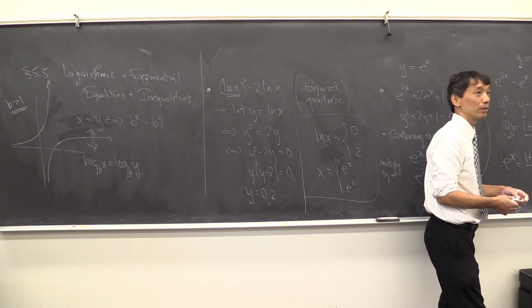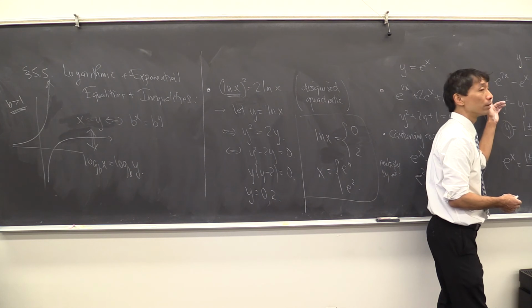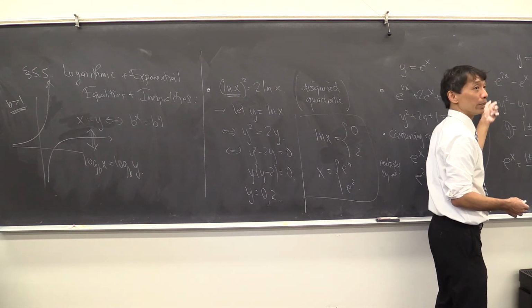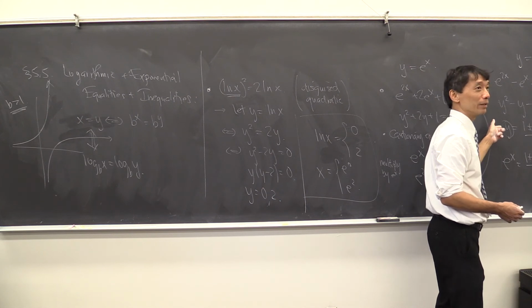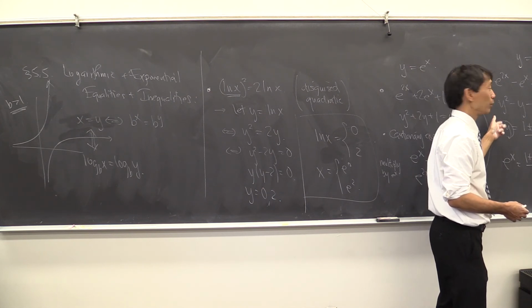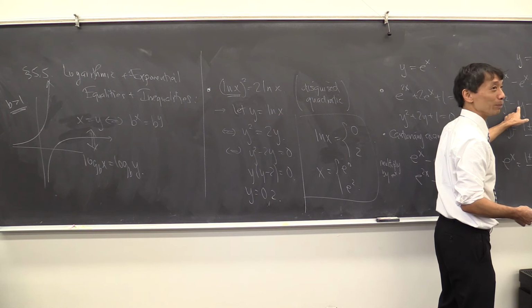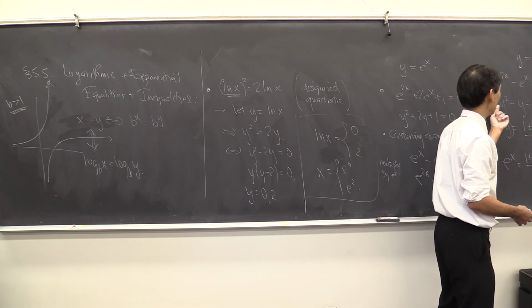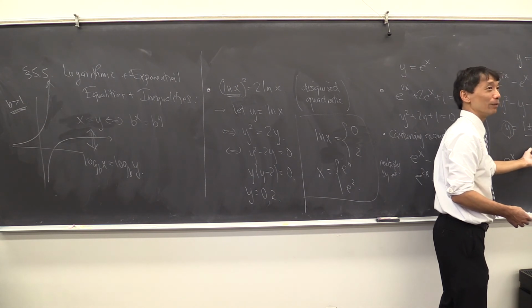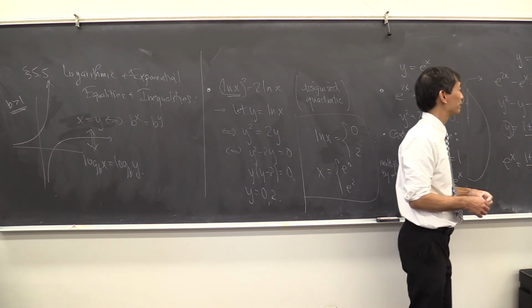Yeah, Vivi. Could you just explain how you got from here to here? The quadratic formula. The quadratic equation: negative b plus or minus the square root of b squared minus 4ac, over 2a. Just a quadratic equation.